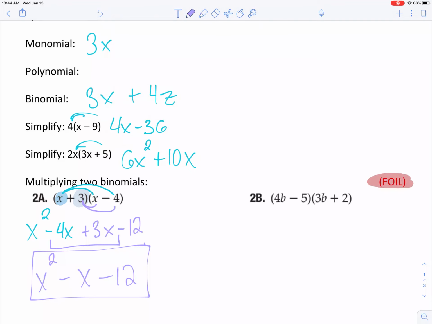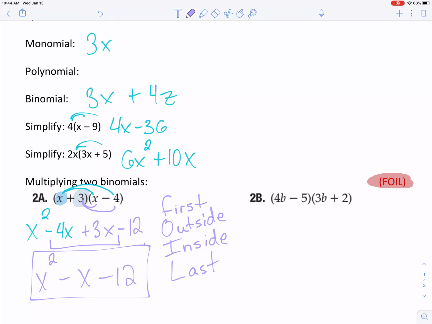See, I've written that over here. And it stands for first, outside, inside, and last. And if you notice, that's what I did. First, I multiplied the first two pieces together. Then I did the outside. Then I did the inside. Then I did the last. That's what FOIL stands for.